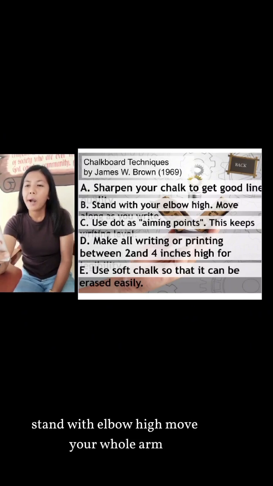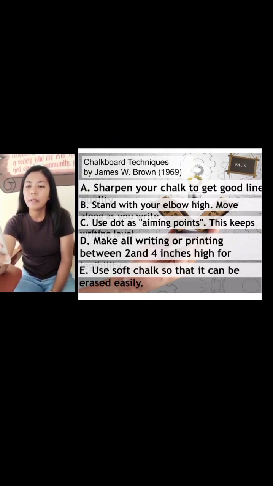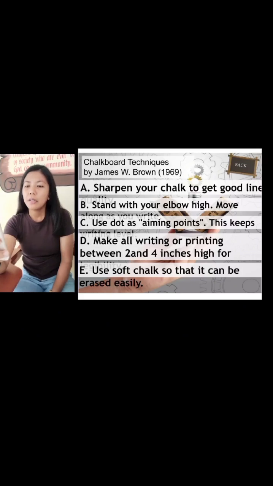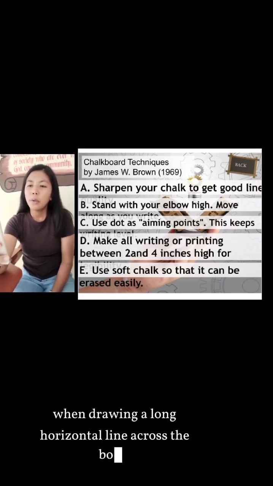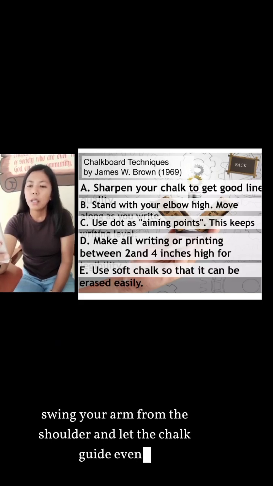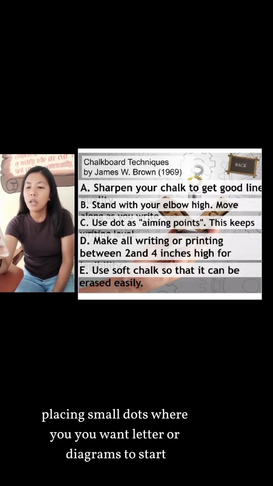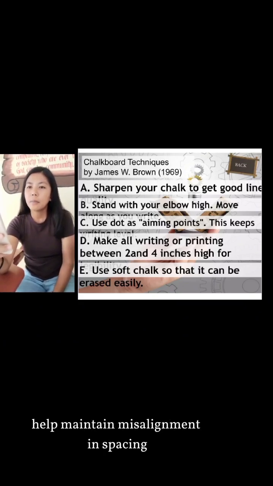Letter B. Stand with elbow high, move your whole arm. Keeping the elbow raised and using the full arm instead of just the wrist gives smoother, straighter lines and reduces hand fatigue. Example: when drawing a long horizontal line across the board, lift your elbow, swing your arm from the shoulder, and let the chalk glide evenly. Letter C. Use dots as aiming points. Placing small dots where you want letters or diagrams to start helps maintain neat alignment and spacing.